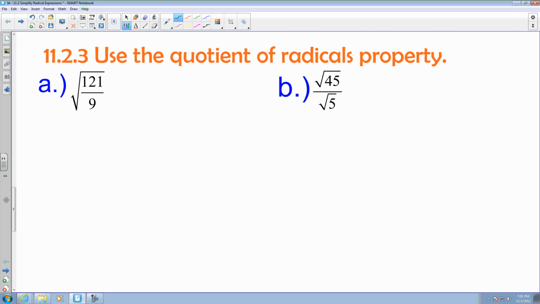So I have the square root of 121 over 9. That can be written the same as the square root of 121 divided by the square root of 9, which then, the square root of 121 is 11, and the square root of 9 is 3.